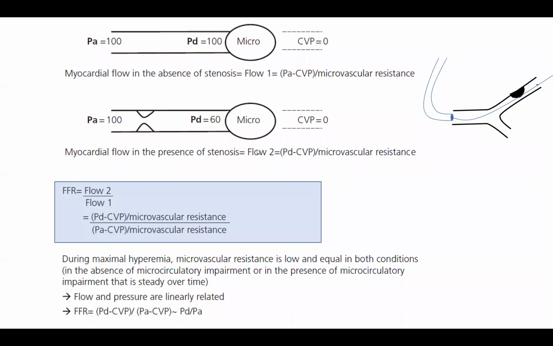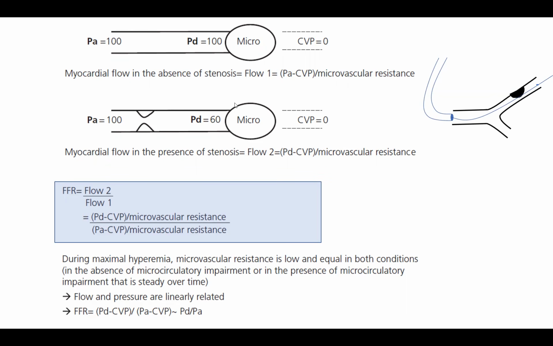However, FFR actually aims to compare the peak myocardial flow past the stenosis to the theoretical peak myocardial flow here had there not been a stenosis, in which case distal pressure PD equals PA. So FFR is really a flow ratio. Even though we're using pressures, we're trying to guess what is the flow ratio at peak myocardial flow. Flow ratio in the presence of a stenosis to the theoretical flow in the absence of a stenosis.